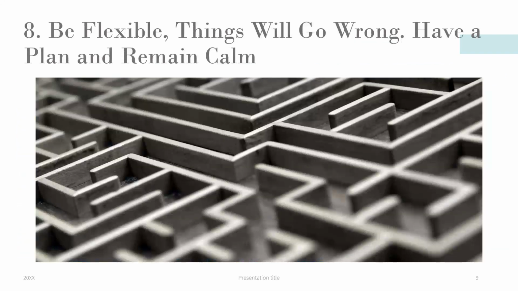Number eight is be flexible. Things are going to go wrong. Always have a plan and remain calm. Remember, we're modeling behavior for our clients. When things go wrong, you should have contingency plans and utilize those contingency plans and keep calm. If you panic, then your client might also panic.